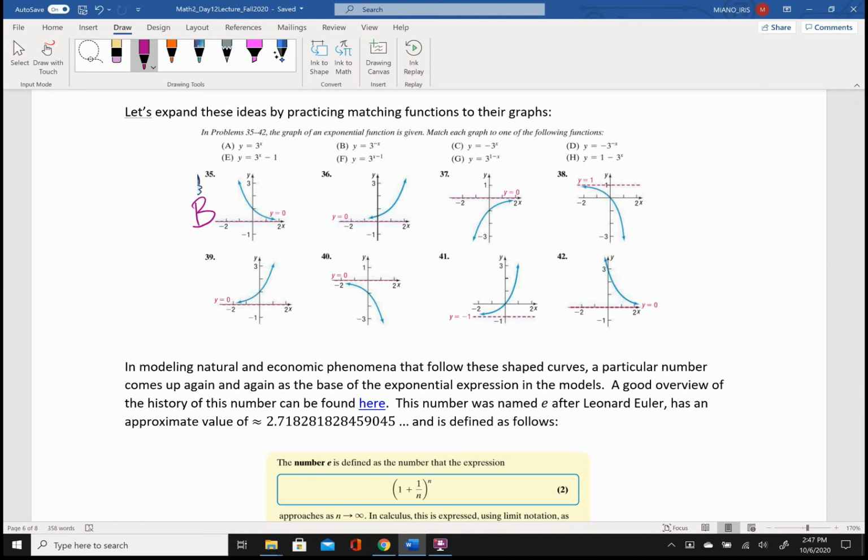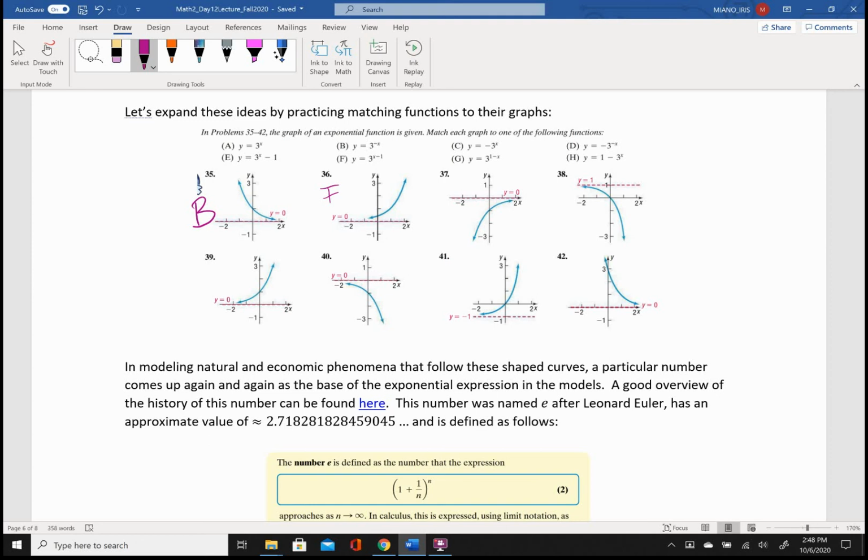Looking at number 36, that one is like F. And why is that? Well, you'll notice that this one's markedly more challenging. It's a horizontal shift of 1 unit to the right. Yep, that's how I would categorize that. Now that might be a little bit hard to see, but because it's crossing at less than 1, and otherwise it has the same shape as the parent function of the exponential in which a is greater than 1, we're good to go on that one.